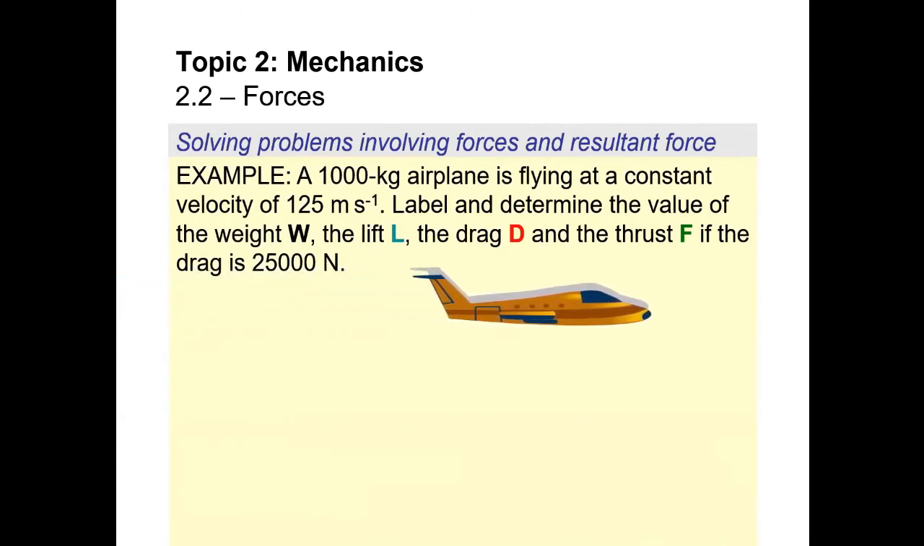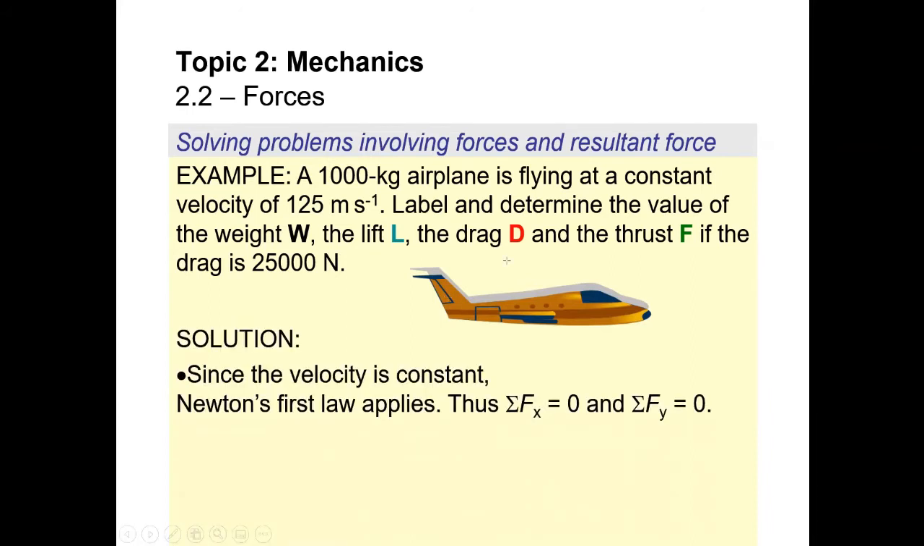A 1,000-kilogram aeroplane is flying at a constant velocity of 125 meters per second. Label and determine the value of the weight W, the lift, the drag D, and the thrust F if the drag is 25,000 newton. Since the velocity is constant, Newton's first law applies, which is translational equilibrium.